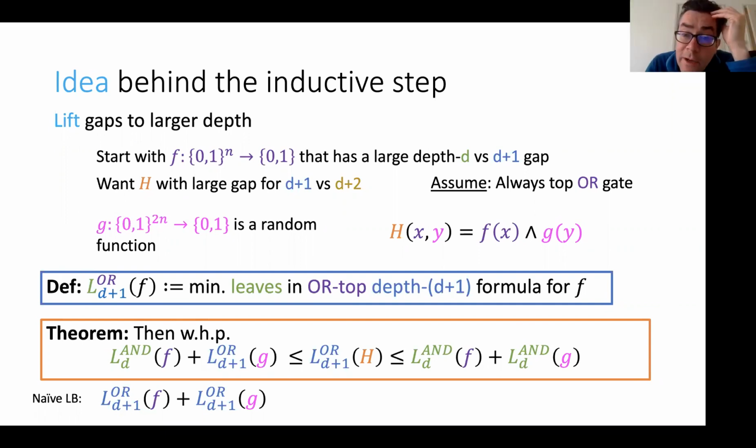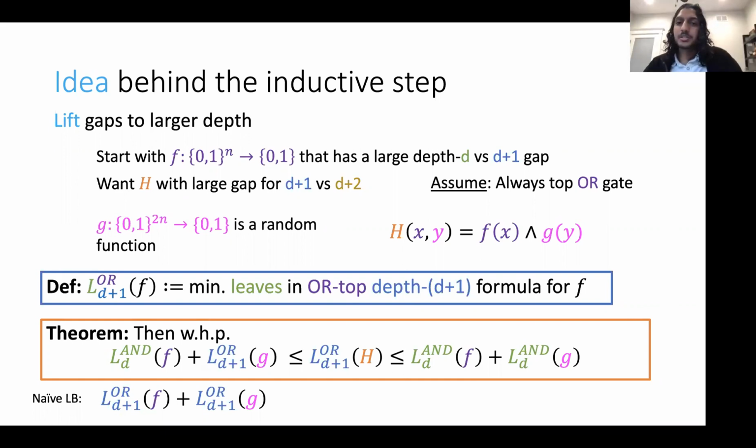Can I ask my question now? Yeah, sure. So you also need a formula size upper bound for depth d+2, right? For h and therefore also g, but g is random, so it will require a very large formula. Is there a subtle choice of a not quite random function g that ensures that it has a small formula of depth d+2?